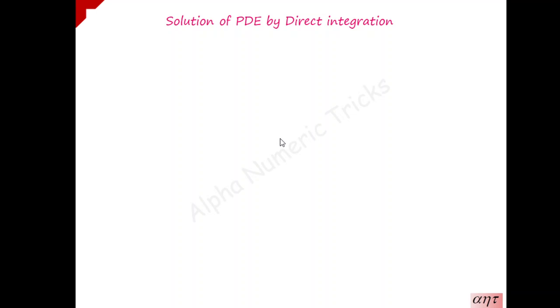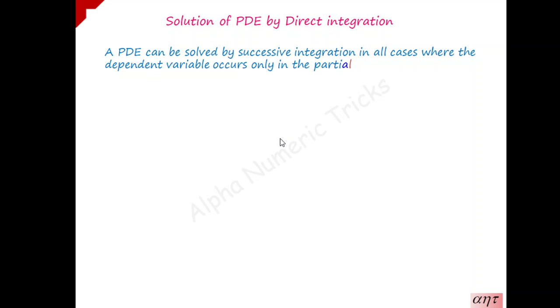In this video, we are going to see the topic solution of partial differential equation by direct integration. That is, using the direct integration method, we will see how to get a solution of a partial differential equation. This is possible only when the dependent variable occurs only in the partial derivatives, and which can be solved by successive integration. That is, a partial differential equation can be solved by the successive integration method in all cases where the dependent variable occurs only in the partial derivatives. Otherwise, it is not possible.